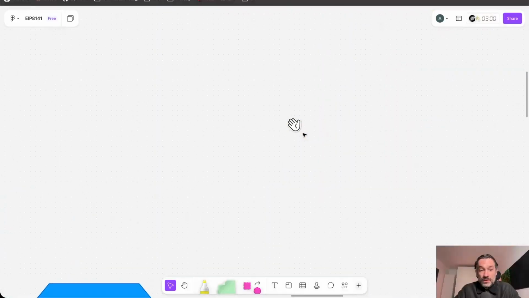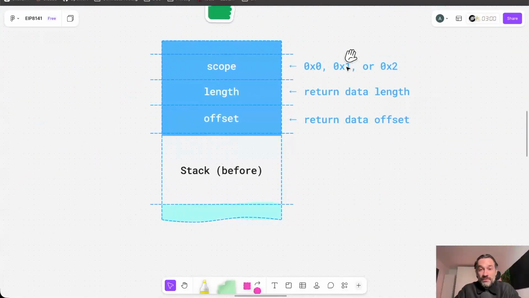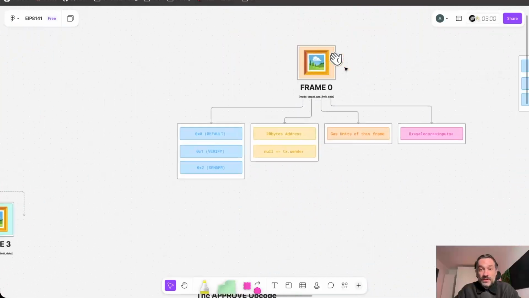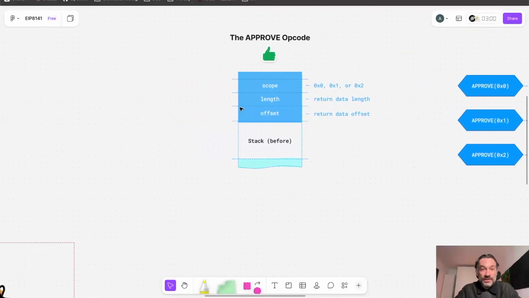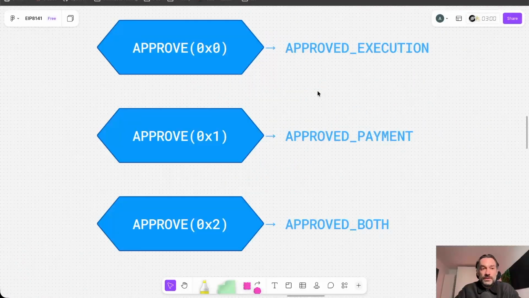Okay, so the values here are very different from the modes that we know. Let's cover these values and what they mean. What is the meaning of the values of the scope? Let's start from scope 0. It's approved execution. You can imagine it's like I approve this account to execute the sender frame, where the frame target must equal the tx sender. So these are some constraints that you need to remember.